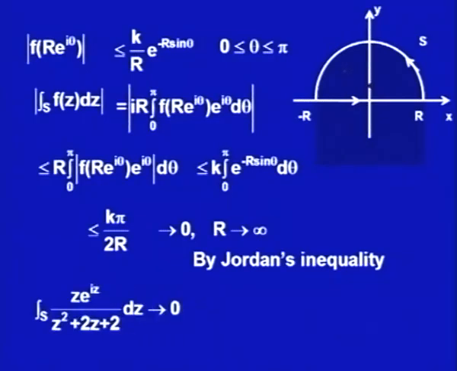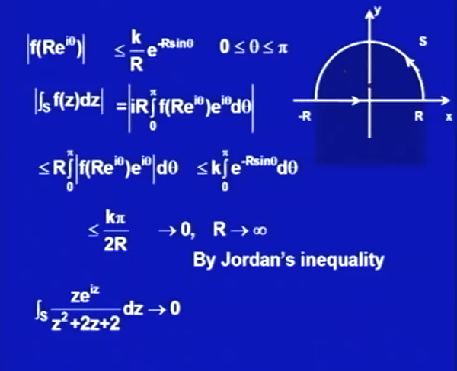So, we had shown here that z e to the power iz upon z square plus 2z plus 2, its integral on the semicircle S with respect to z, is approaching 0 as r approaches infinity. Here we had used the result called Jordan's inequality, or sometimes the result which we had proved, Jordan's inequality, is also called Jordan's lemma.